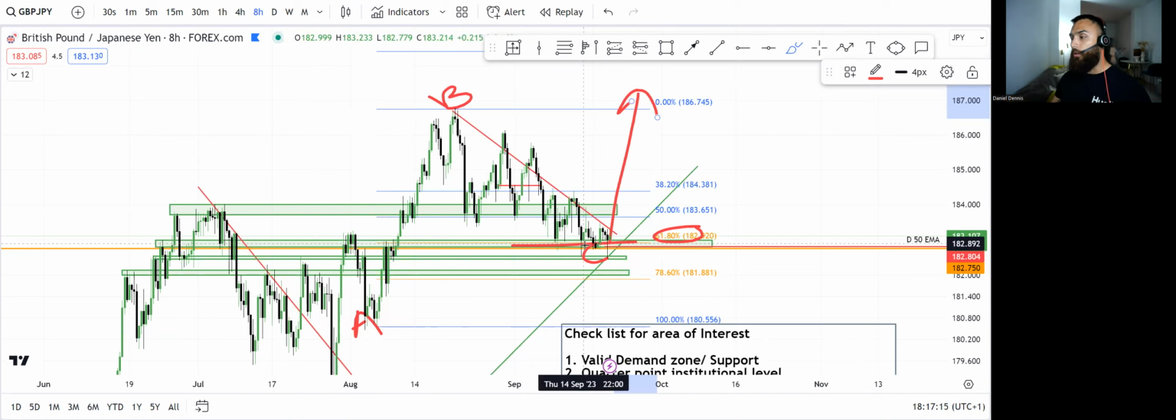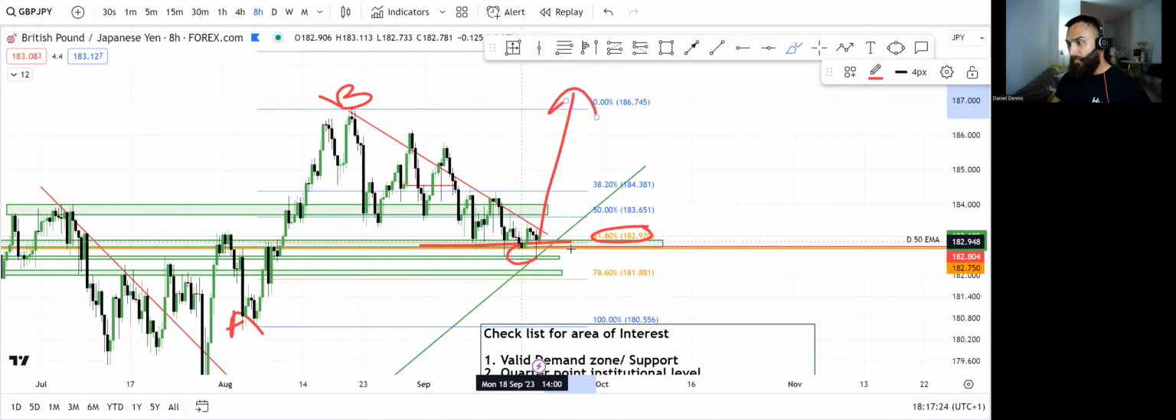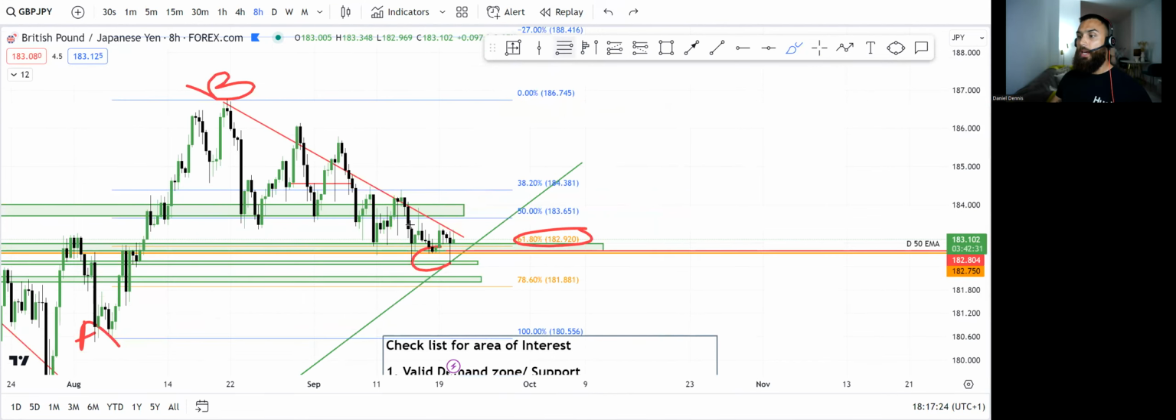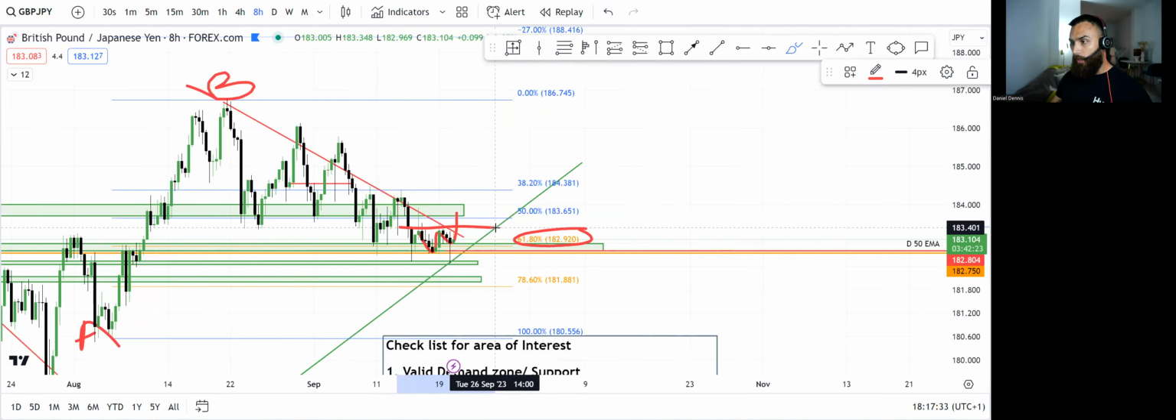So I'm pretty confident that around this area, if I get a higher time frame price action signal, we could potentially get a reversal in this area. Now, just off the bat, I can see a W forming, right? Now, what I'd like to see is this.